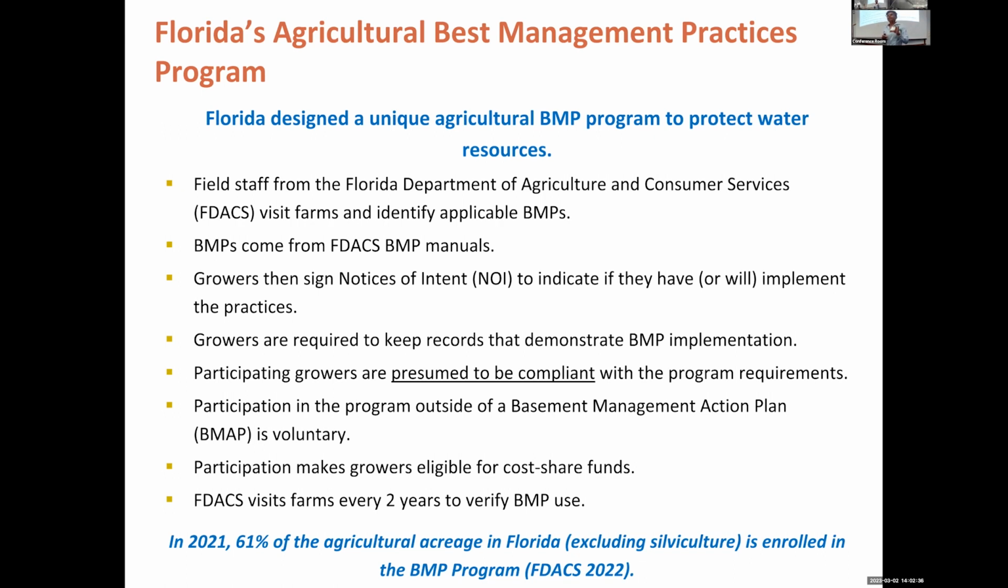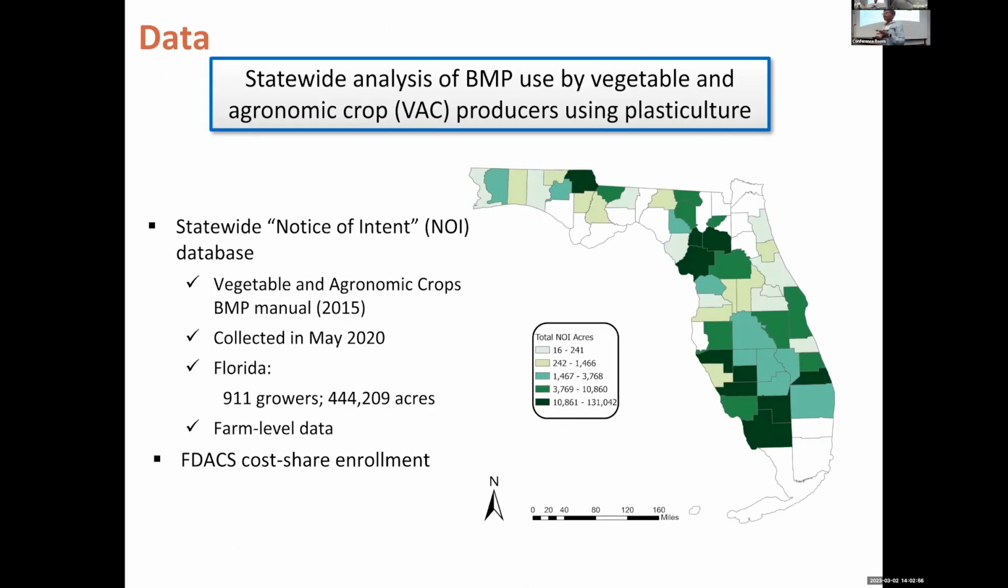And this is the data that we're using. Now, it covers most of the state. FDACS does a good job. Every year, they try and increase the number of farms that are in the program. They have about 61%. As of 2021, they had 61% of the ag land. So this is the data set that we're using. But again, the focus is on plasticulture, and plasticulture is coming from the Vegetable and Agronomic Crop Manual. So these BMPs are focused on vegetables and agronomic crops.